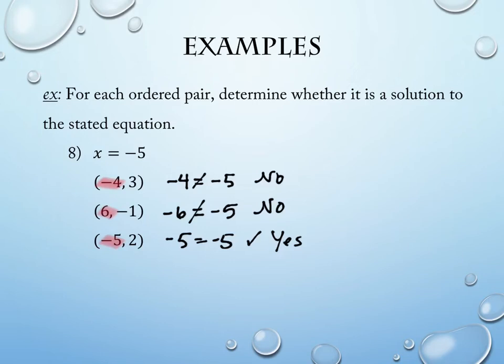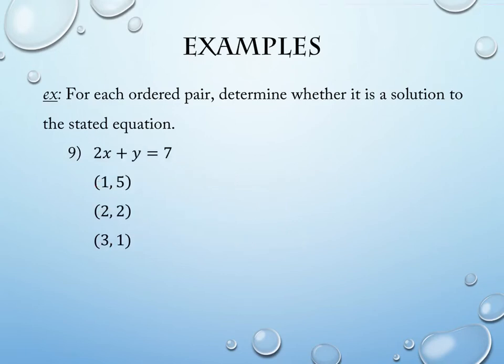The better example, the more general example, is number 9. If we take a look at number 9, we have an equation that actually has an x and a y in it. So we have to put the x in for x and the y in for y. In this one, I'll do it 3 times. I'll do 1, 5 here. I'm going to take 2 times the x value, which is 1, plus the y value, which is 5. And I want to know, does this equal 7? If I take 2 times 1 plus 5, will it equal 7? Yes, it will. This works, so this one's a solution.